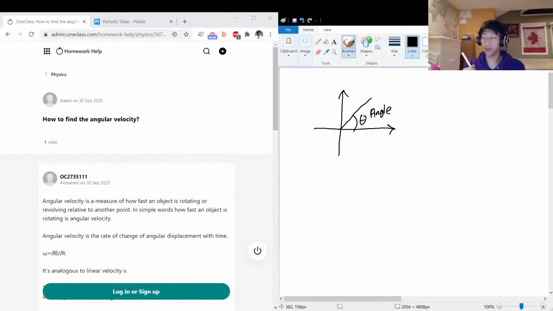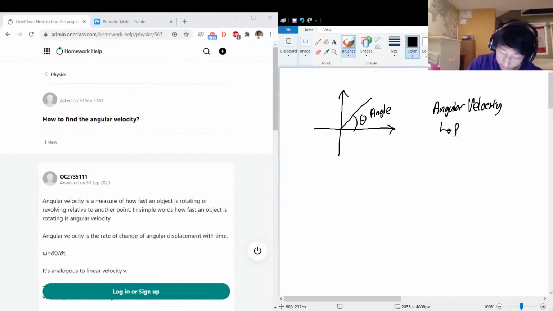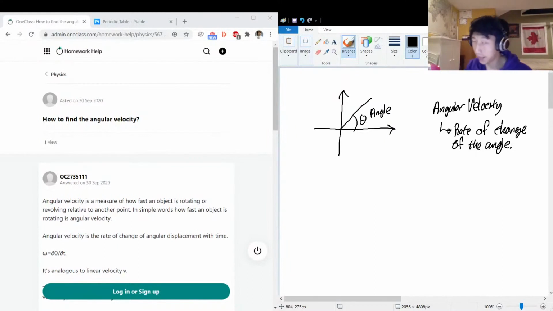Now let's say you're a windmill and the windmill is turning. The angle at which one of those windmill arms is always going to change. So the angular velocity is the rate of change of the angle. Okay, now to get the rate of change of an angle, well, we just do a derivative.